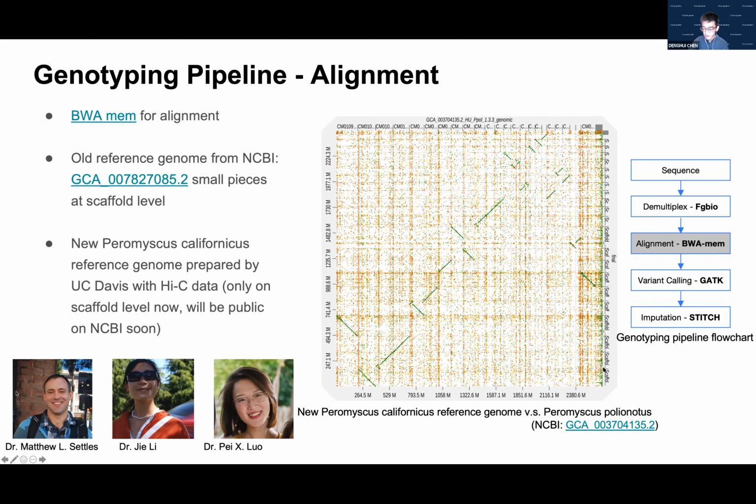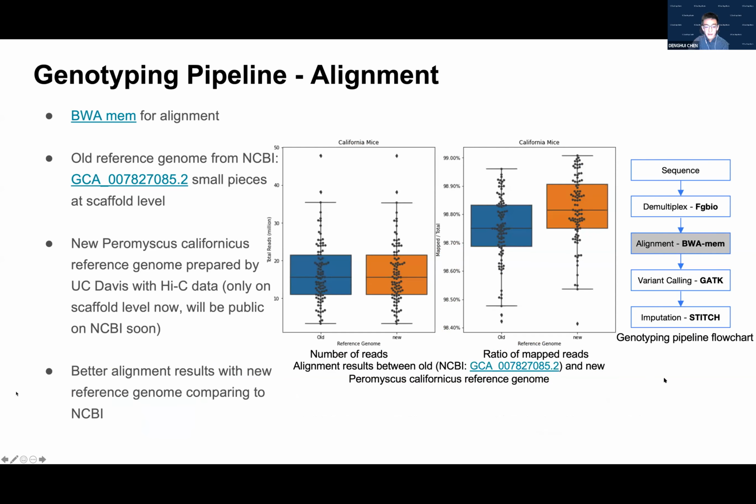So that means the scaffold from the new reference that we have right now is actually very good, but they're still working on it to perfect it. And based on the new reference genome that we have here, I'm showing you two box plots. On the left side is the total number of reads for each animal, and on the right side is the ratio of mapped reads.